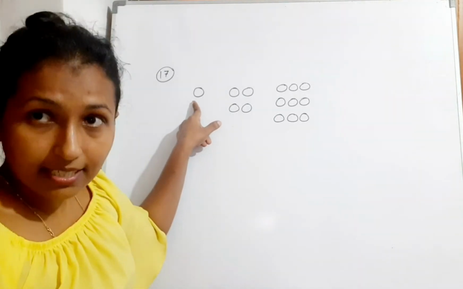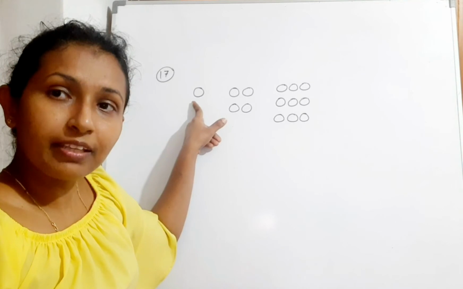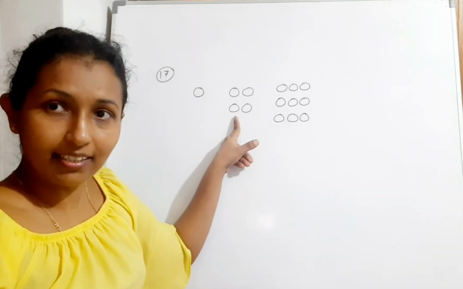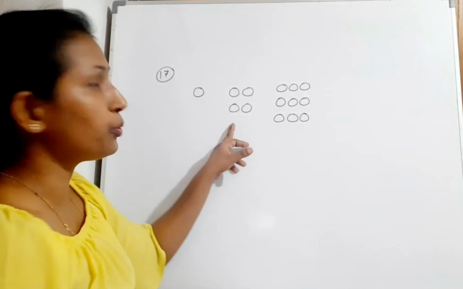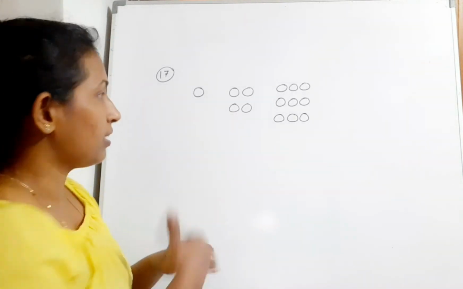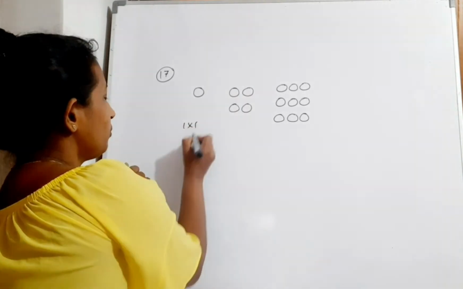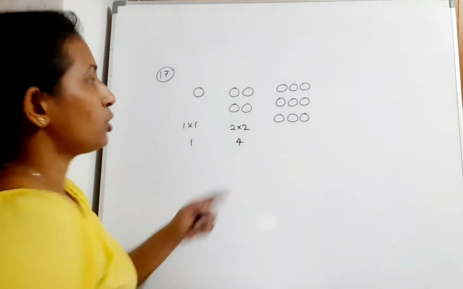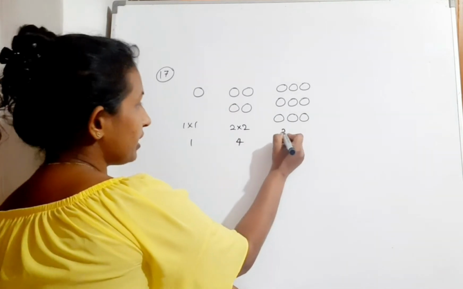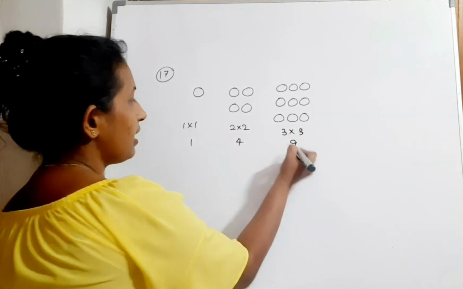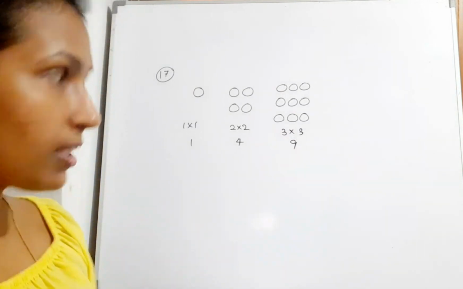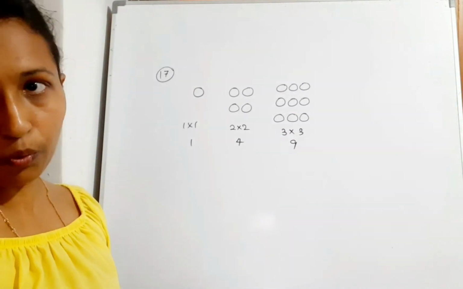To get the first square number, we have to multiply 1 into 1. Second square number is 2 into 2. It is 4. 1 into 1, 1. 2 into 2, 4. Now the third one, 3 into 3. Then you will have 9. Then the fourth one, 4 into 4. It is 16.